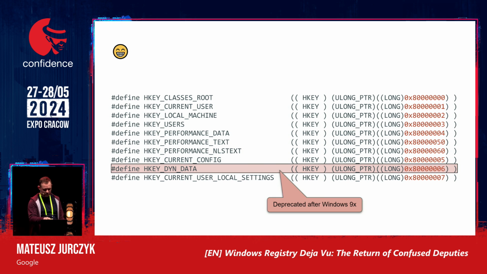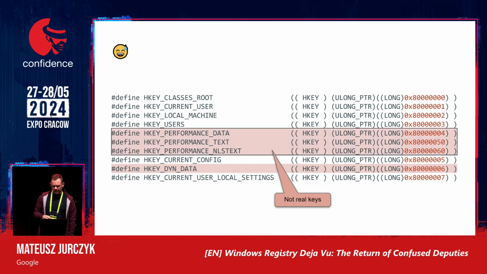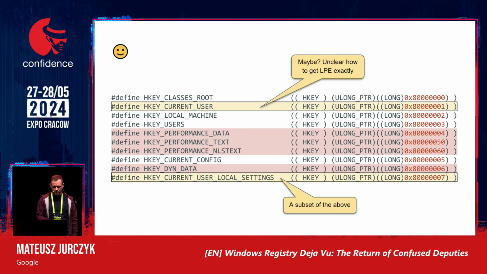First of all, we have one top-level key that doesn't even exist in Windows 11 and any system after Windows 9x. So that's not usable. Then we have the special performance pseudo keys that are not really real keys, so we cannot set any security descriptor on them. Nothing interesting will happen, so also not very useful to us.